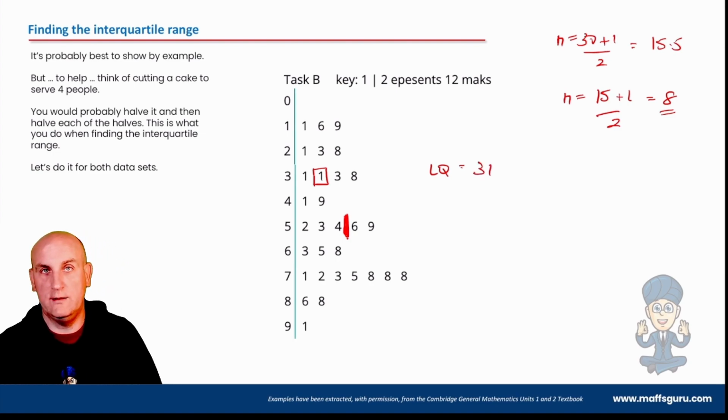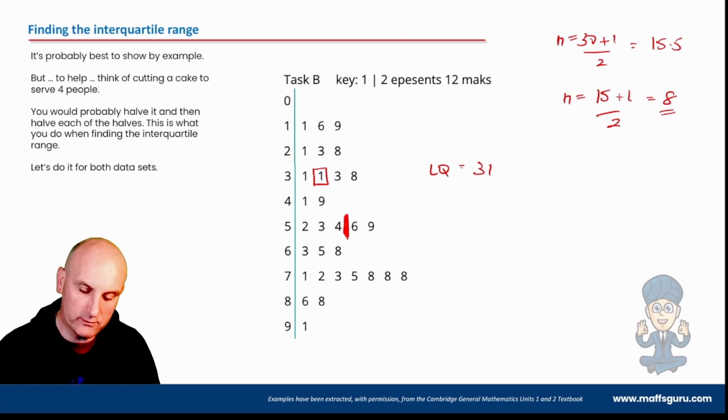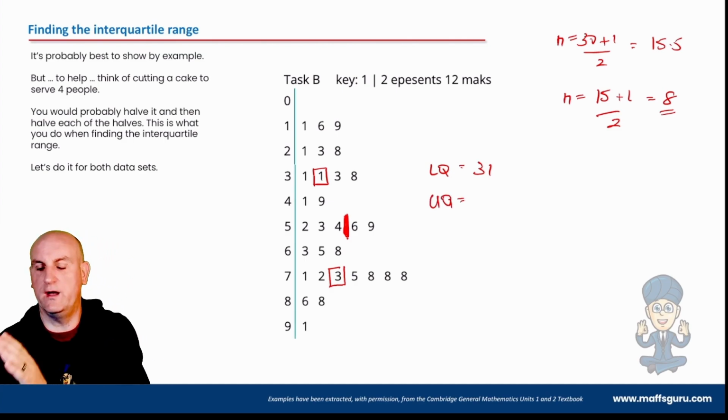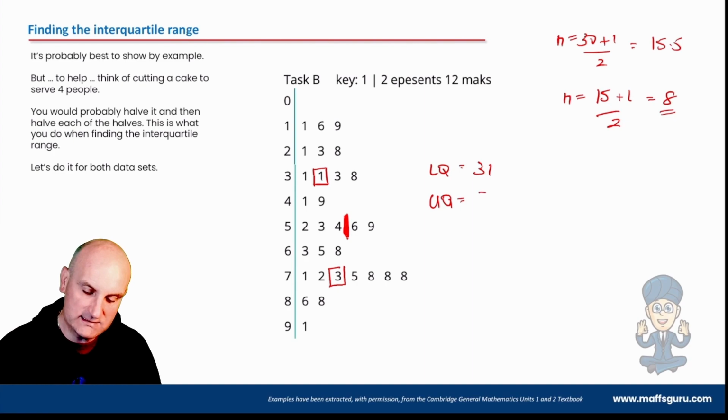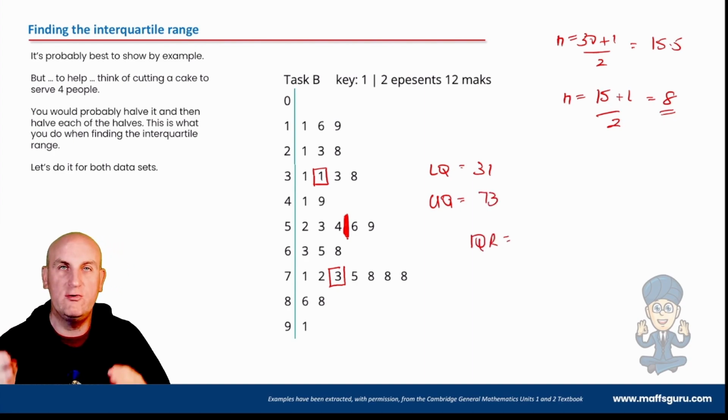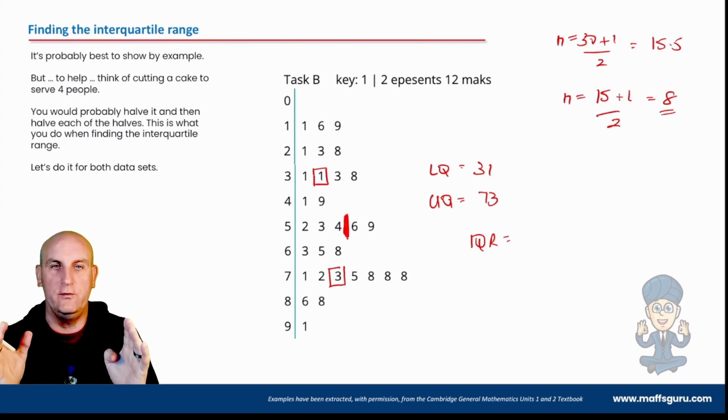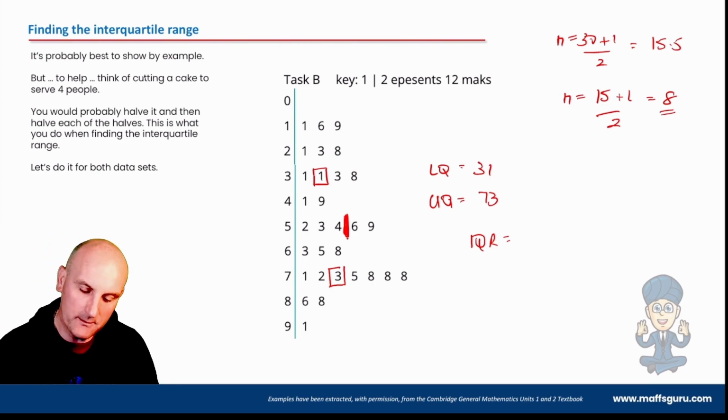We now do the top half. 1, 2, 3, 4, 5, 6, 7, 8. There we go. So my upper quartile, the middle of the upper half, is given as 73. So my interquartile range, the split between those two quartiles, the middle 50%, gives me 73 minus 31, which gives me 42.